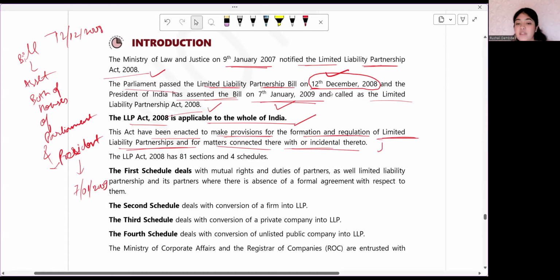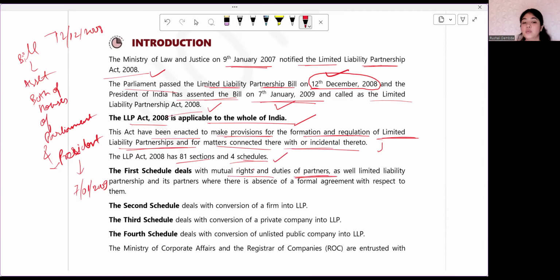So this act is developed with the forming of regulations: how one has to register the LLP, what the provisions are, and the laws applicable to LLP. All this is contained in this act. It has 81 sections and 4 schedules. The first schedule deals with the mutual rights and duties of partners. Rights and duties of partners. What are their rights towards each other?